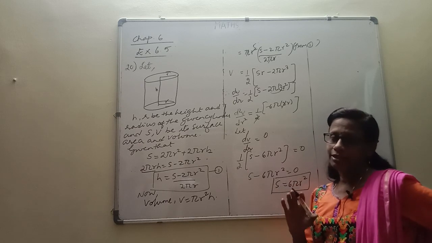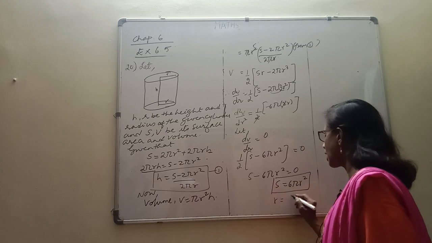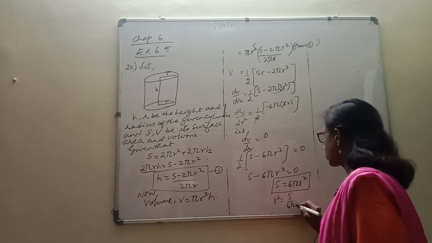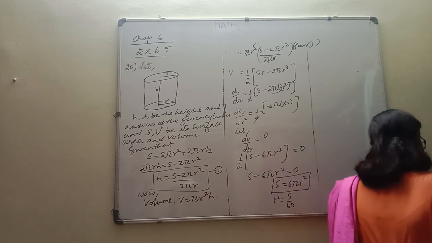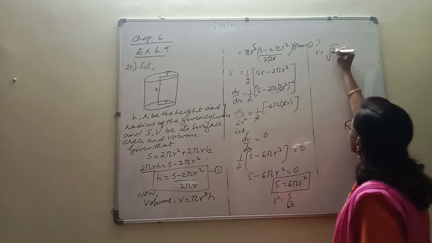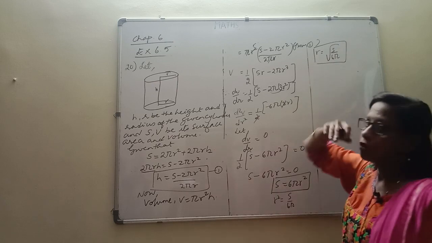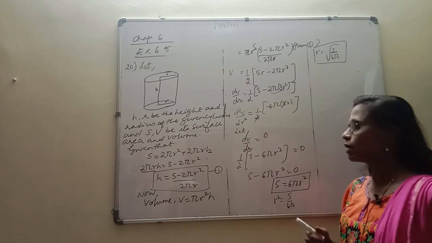Generally, technically, correctly, what we are supposed to do is you should get the value of r. So what is the value of r? R square is s over 6 pi. So r is going to be root of s over 6 pi. Now that's very complicated to work. So in order for all our further calculations, we should use this. That's easier. So I'll tell you how.